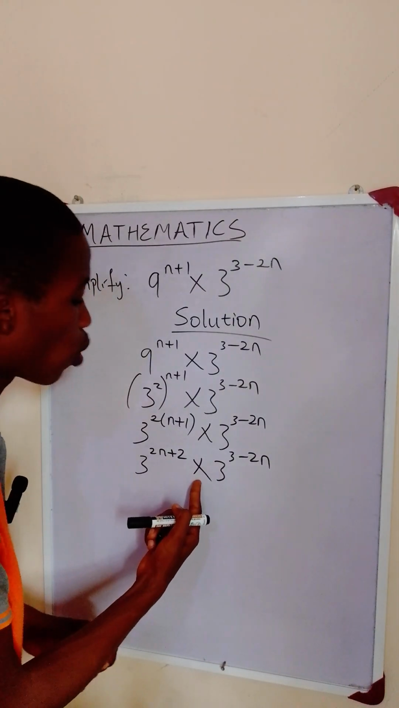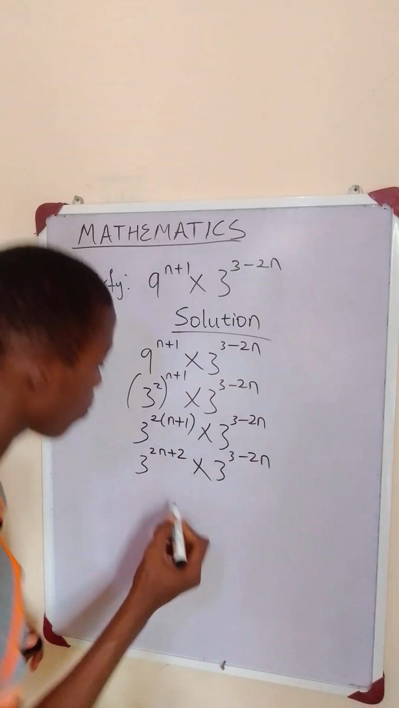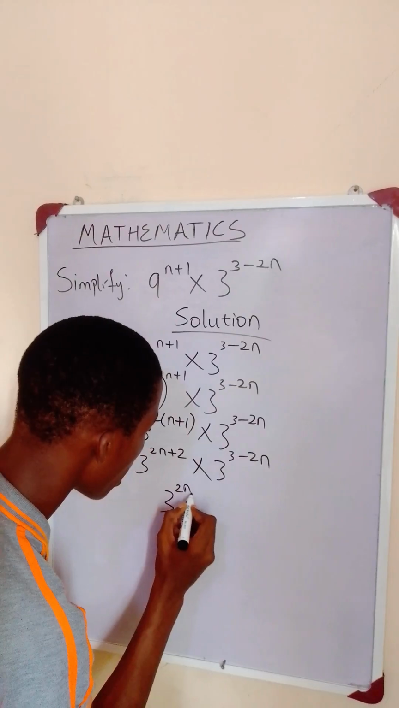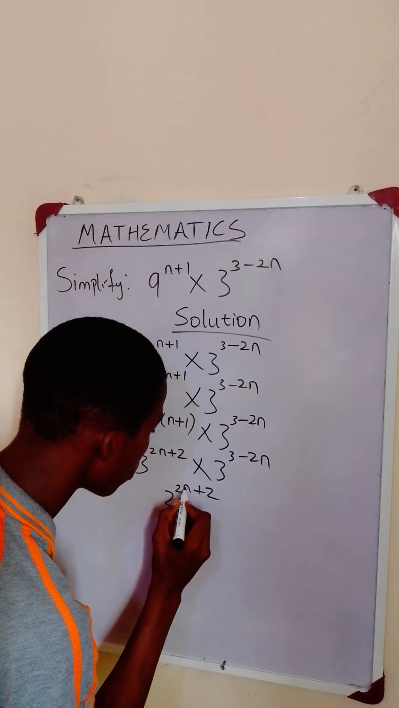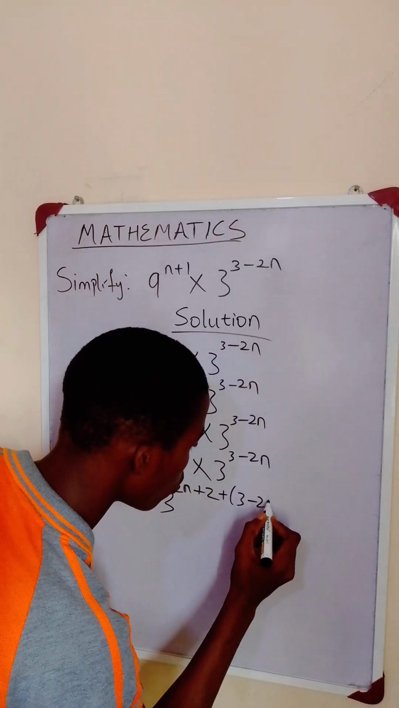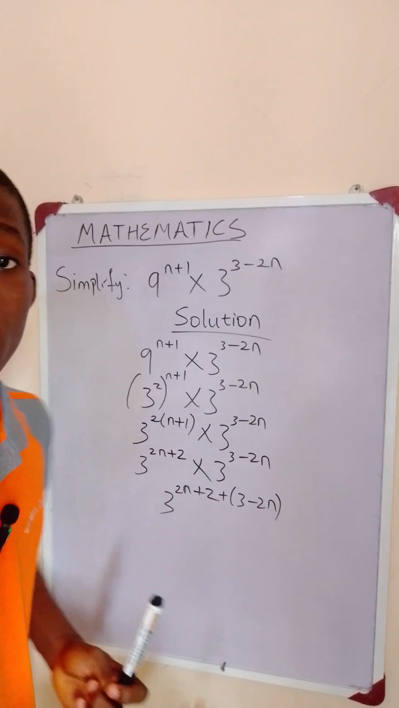We apply the multiplication law. What do you do in the multiplication law? You add the powers. So these numbers are the same. Just write one number, and you add the powers. That's 2n plus 2 plus 3 minus 2n. So what I'm going to do here is collect like terms.